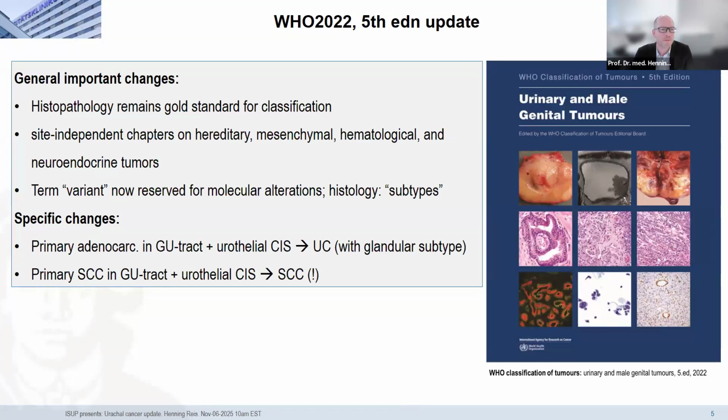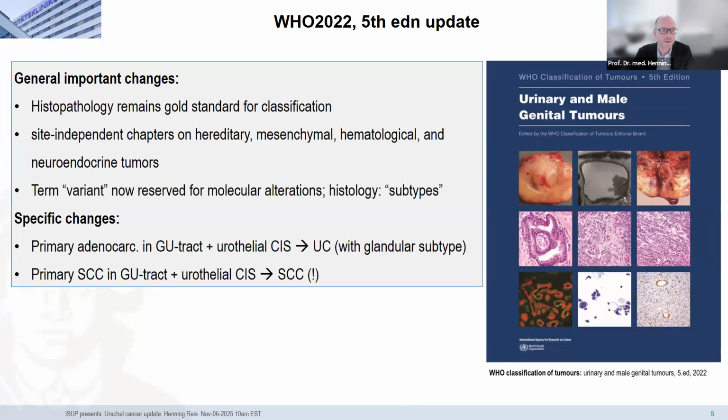So there are some specific changes, especially important in this setting. Now, for primary adenocarcinoma in the GU tract, if there is just a little bit of urothelial carcinoma in situ, we still talk about urothelial carcinoma with glandular subtype. So you're not allowed to call this a primary adenocarcinoma if there is still a little bit of urothelial carcinoma, even if it's just CIS.